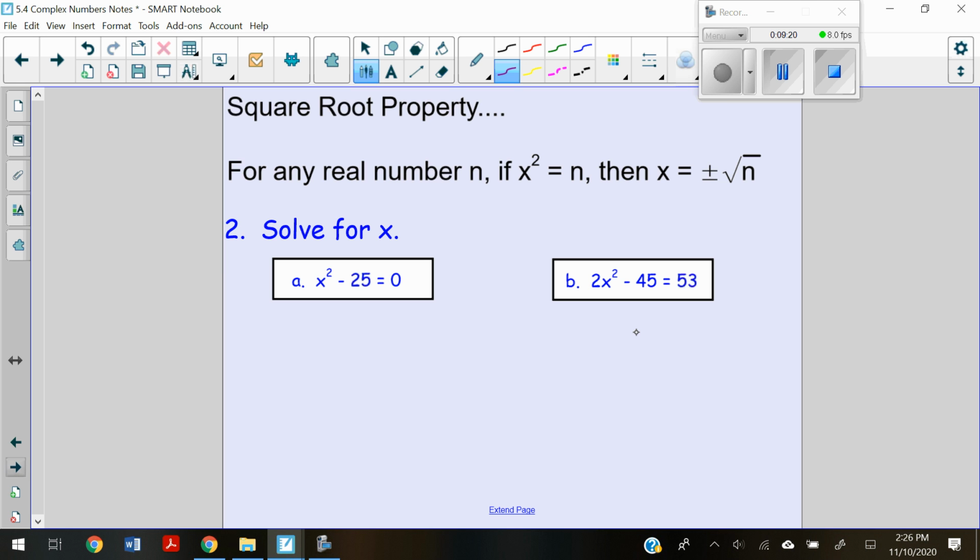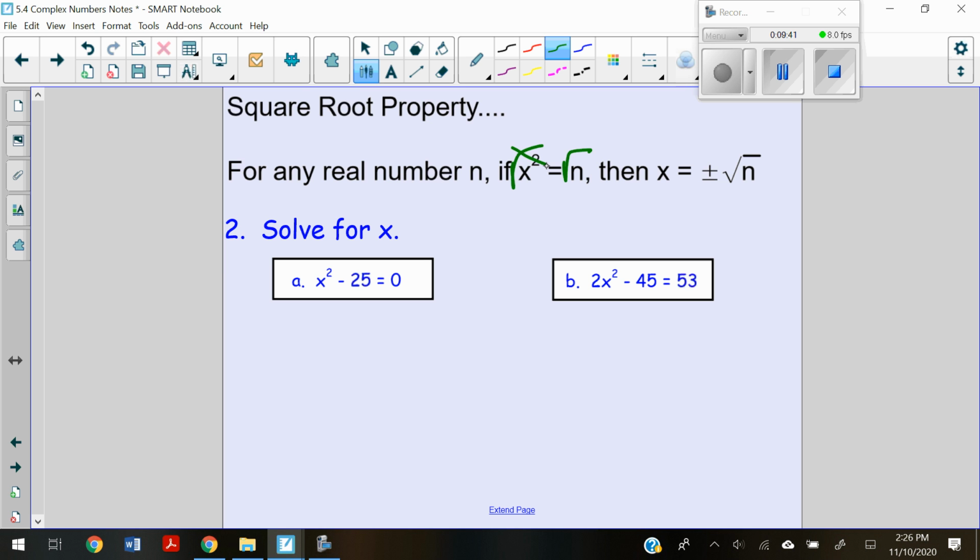All right, so for any real number n, if x squared equals n, then x equals plus or minus the square root of n. So what this is saying is, hey, if I have x squared equals n and I take the square root on both sides to cancel out my square, I really technically get the positive and negative of the square root of n.